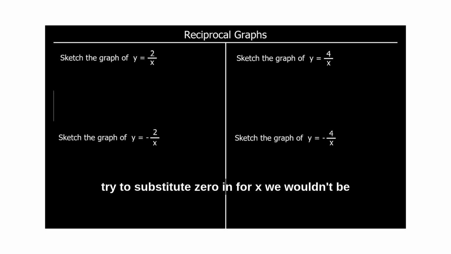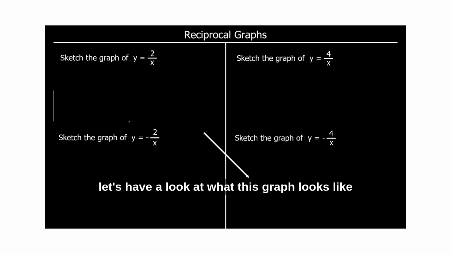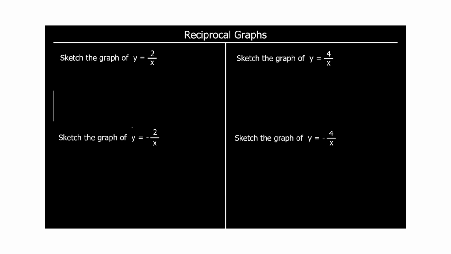So if we tried to substitute 0 in for x, we wouldn't be able to get out an answer for y. So there's an input for x that doesn't have an output. So that just causes a line that the graph never touches. So let's have a look at what this graph looks like. So it's y equals 2 over x.